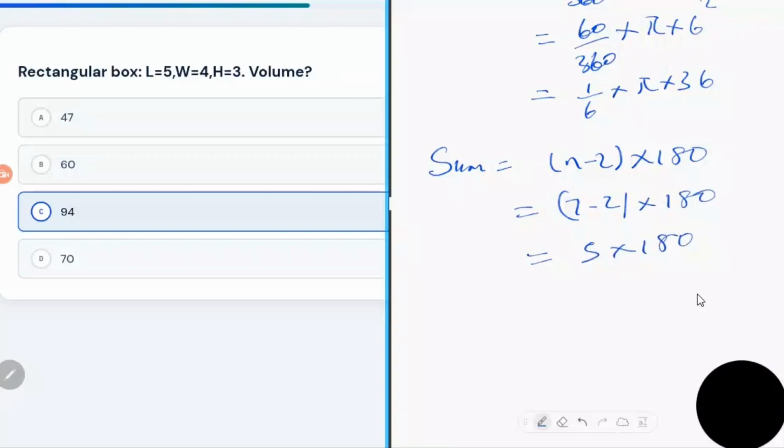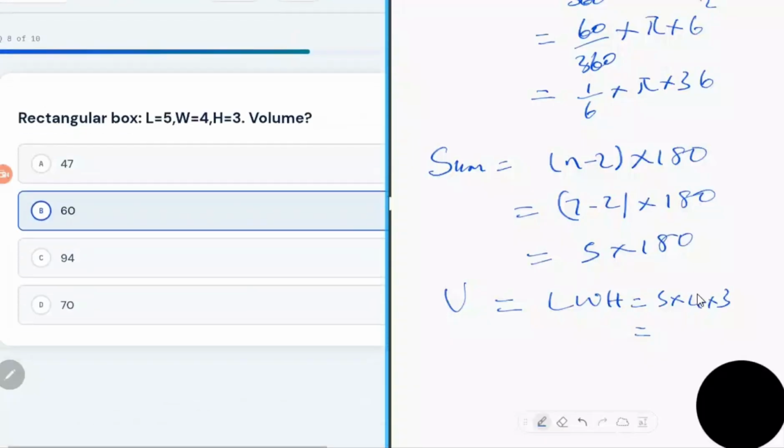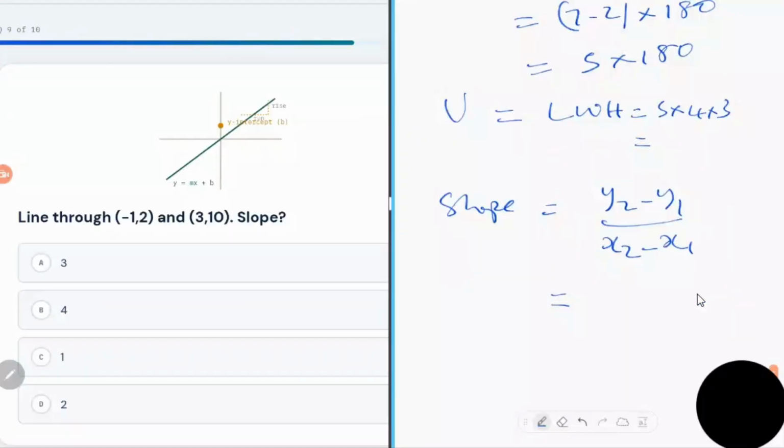Yeah, the volume. Remember length. The volume is L W H equals 5 times 4 times 3. 5 times 4 times 3 is what? 60.